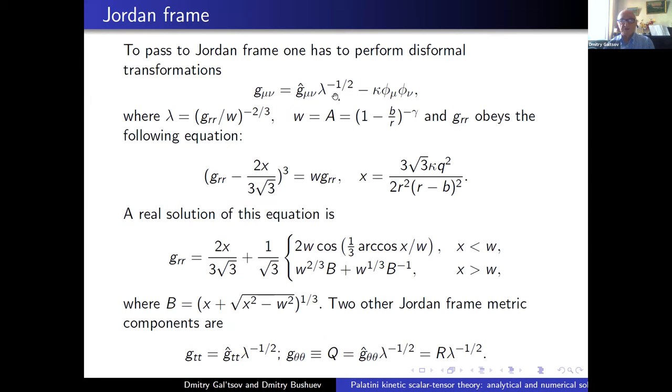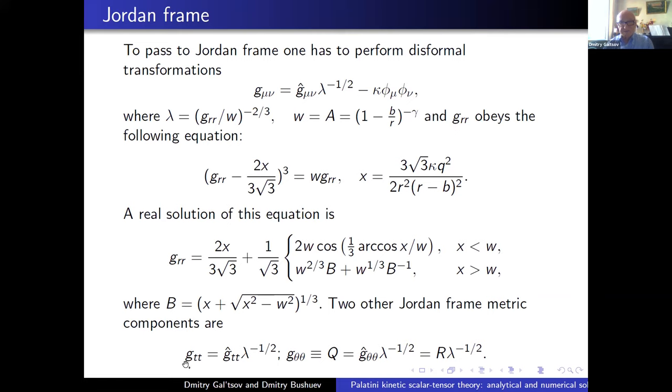And this is to perform this transformation, for which we have to find a factor lambda and new components of the metric. In any case, you can solve the equation with respect to the R component or with respect to lambda, but you have cubic equations. So now we can start with GRR, which is the base cubic equation, then solve it this way. And these two forms of X continuously pass from one to another.